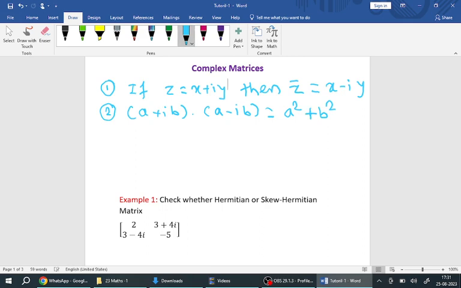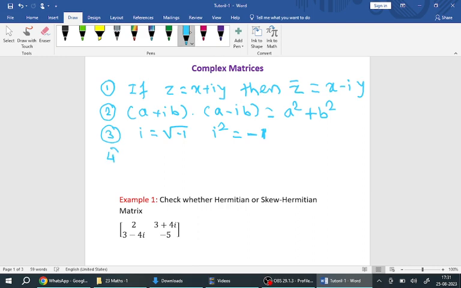So what is the important thing that we used here? That iota is the root of minus 1, and that i square is minus 1, which we use there. So the value of iota square is always minus 1. Because of this, (a plus ib) into (a minus ib) is converted to a square plus b square.